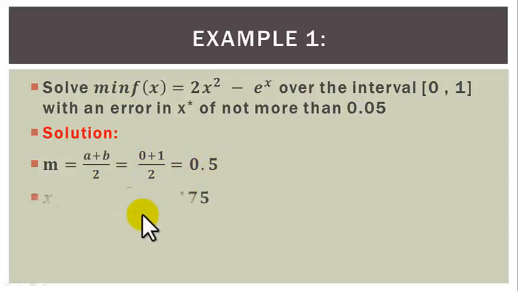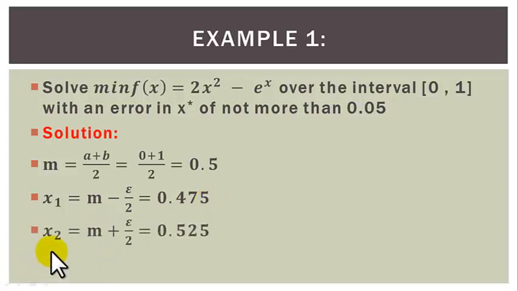So we are now ready to choose our first point x1, which is equal to m minus epsilon all over 2. And that is equal to 0.5 minus epsilon is 0.05 divided by 2. That is 0.5 minus 0.025. And that will give us 0.475. The second point x2 is m plus epsilon all over 2. That will be 0.5 plus 0.025. And that will give us 0.525.